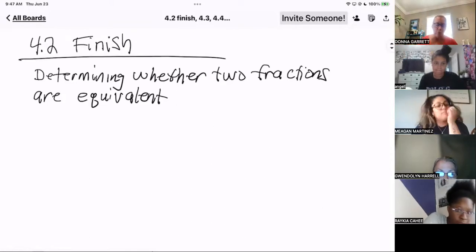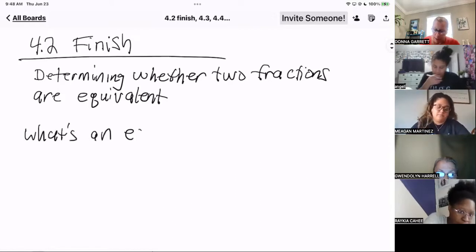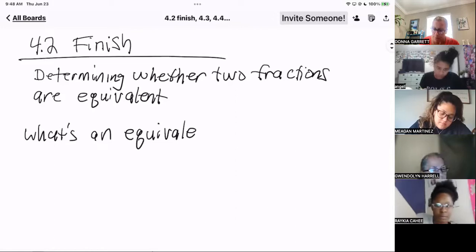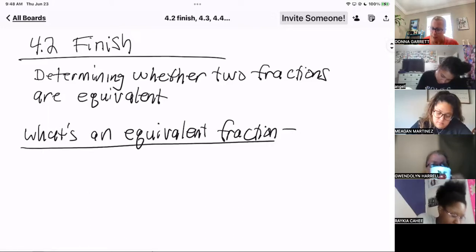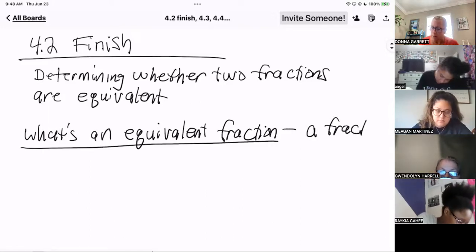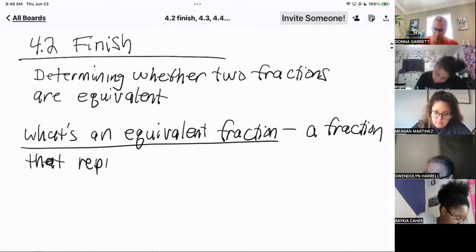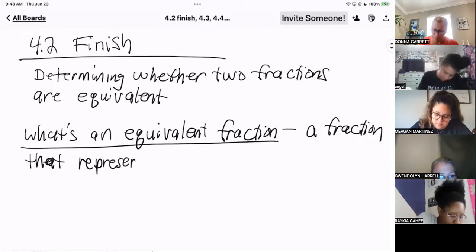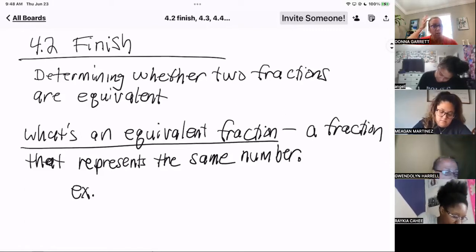Okay, equivalent fractions. What's an equivalent fraction? Well, basically, it's a fraction that represents the same number. And I'll give you an example. I'll give you one that you can see right away.